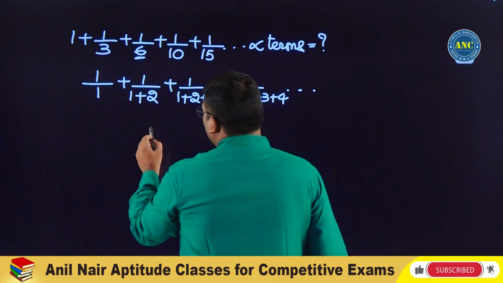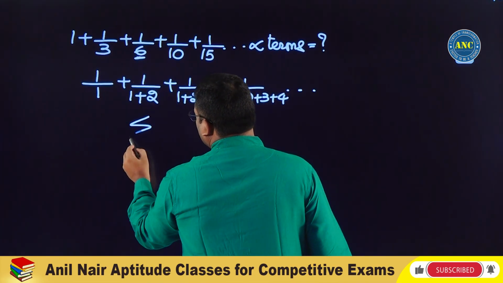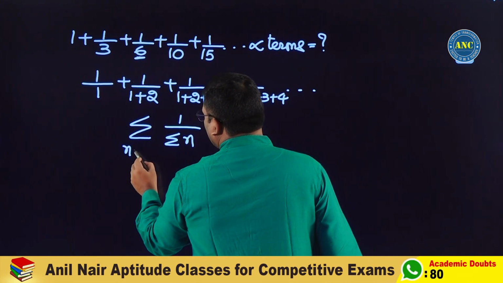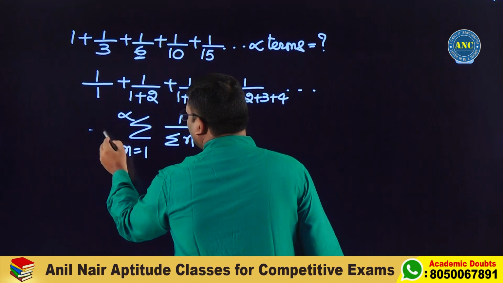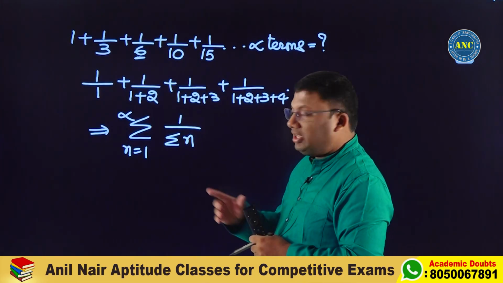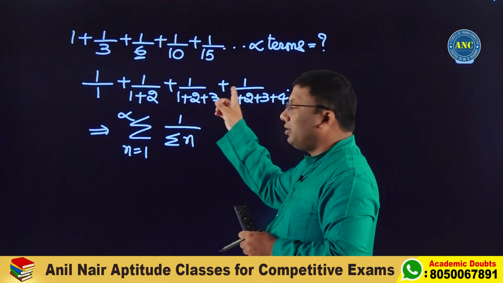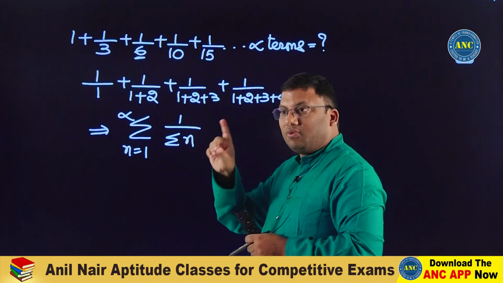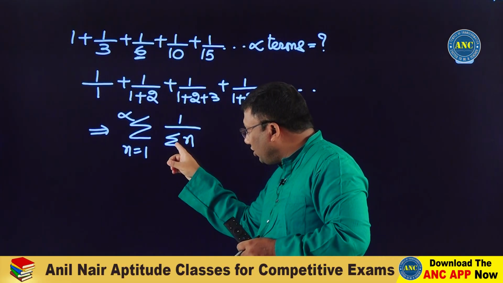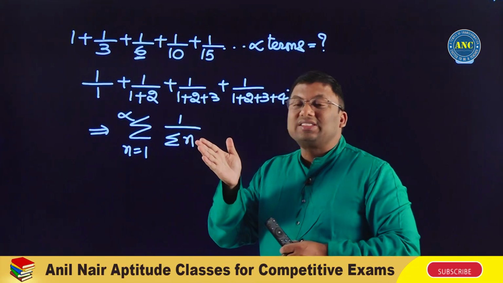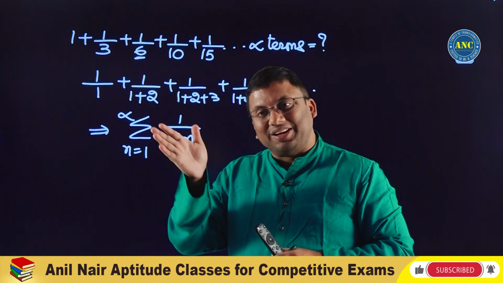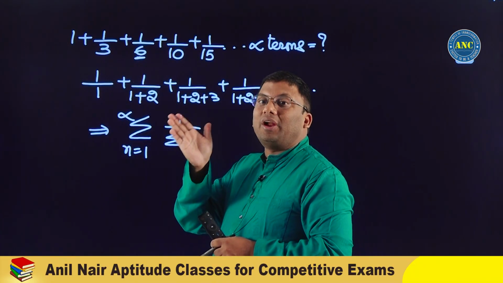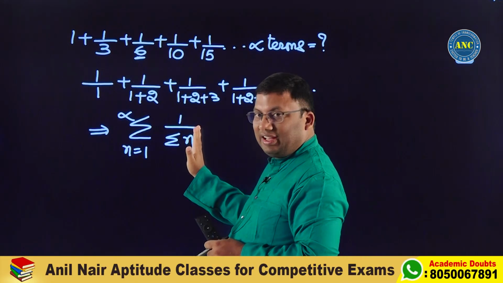That means I can write it as a summation: summation of 1 by, summation n, where n goes from 1 to infinite. Why did this summation come? Because we are adding all the terms. If n is 1, summation 1 is 1. If n is 2, summation 2 is the sum of the first two natural numbers. If n is 3, summation 3 is 1 plus 2 plus 3. Is the idea clear?